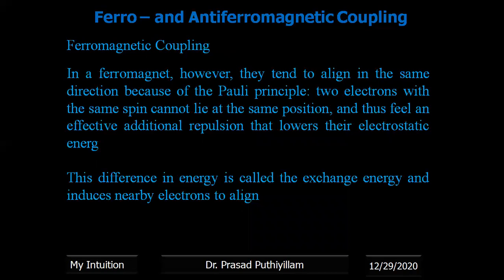In a ferromagnet, however, they tend to align in the same direction because of Pauli's exclusion principle, which states that no two electrons with the same spin can lie in the same position, and which feels an effective additional repulsion and lowers their electrostatic energy. The difference in energy is called the exchange energy, and it allows the nearby electrons to align in that fashion. So in case of ferromagnetic coupling, both the spin as well as Pauli's exclusion principle we need to consider, that creates the ferromagnetic coupling.